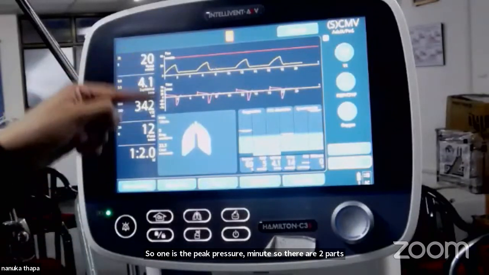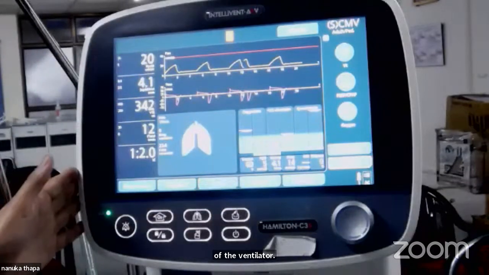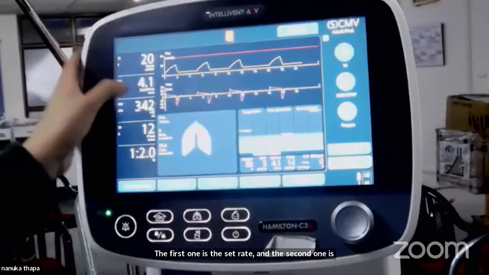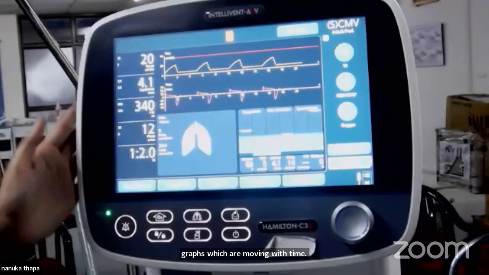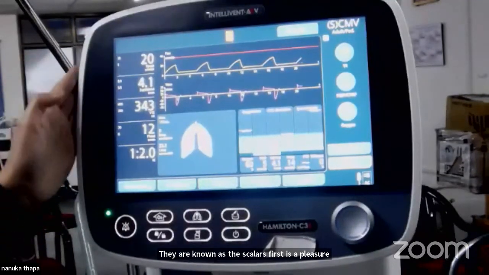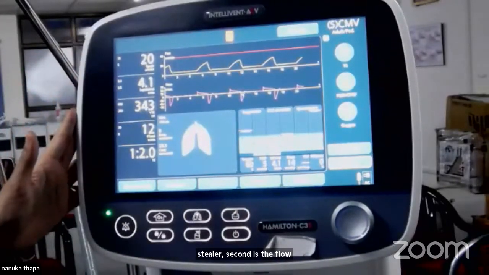Apart from that, you will see two graphs which are moving with time. They are known as the scalars. First is a pressure scalar. Second is the flow scalar. This will vary according to the mode of ventilation. This helps us in monitoring the patient, and it also helps us to troubleshoot the cause for alarms.